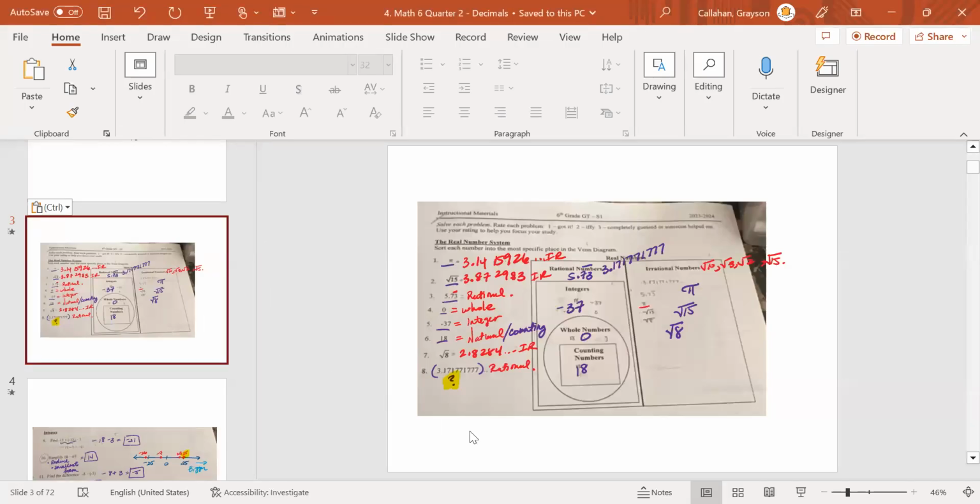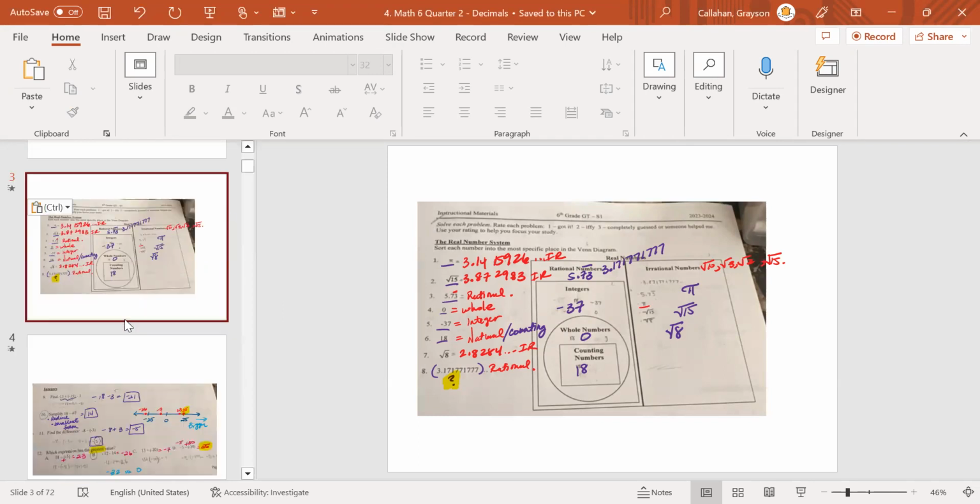So we are now going to go ahead and review the final for Math 6, Semester 1, Quarter 2. First thing to go over is the real number system.